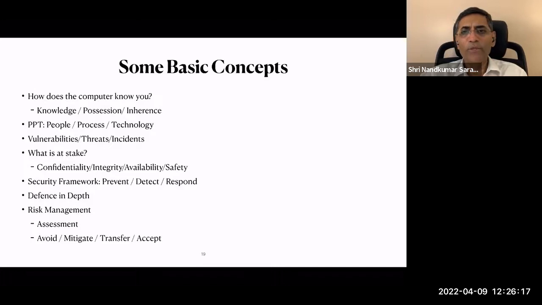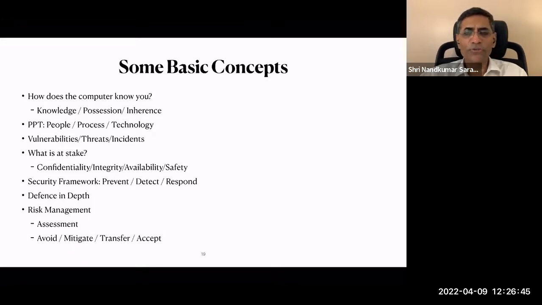The third point is about vulnerabilities, threats, and incidents. So as we talked about software bugs, but by themselves, bugs are not harmful. Till the bugs are capable of being exploited, they are not a worry. So there has to be a threat which will exploit the vulnerability. And once a threat exploits the vulnerability and causes some harm, then there is an incident. So that is the hierarchy of events.